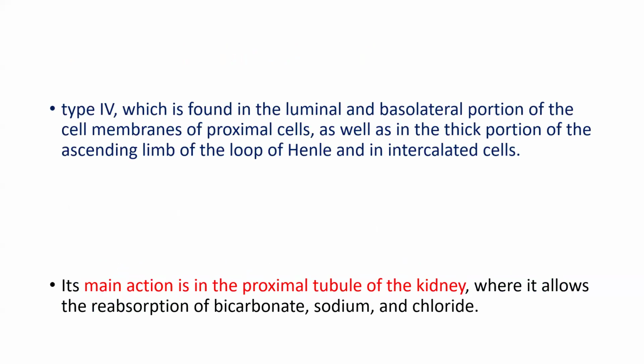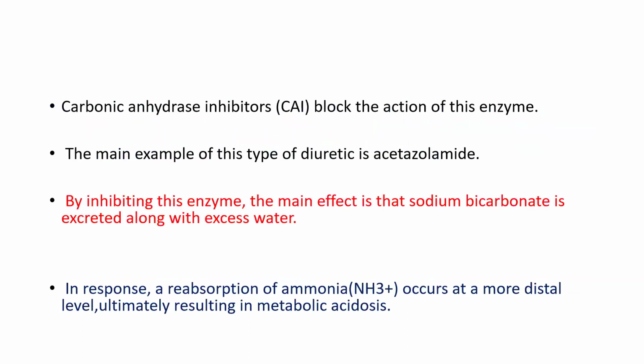Type 4, which is found in the luminal and the basolateral portion of the cell membrane of the proximal cell, as well as the thick portion of the ascending limb of the loop of Henle and the intercalated cell. Its main action is in the proximal tubule of the kidney, where it allows the reabsorption of bicarbonate, sodium, and chloride. So the carbonic anhydrase inhibitor blocks the action of this enzyme. And the main example of this diuretic is acetazolamide.